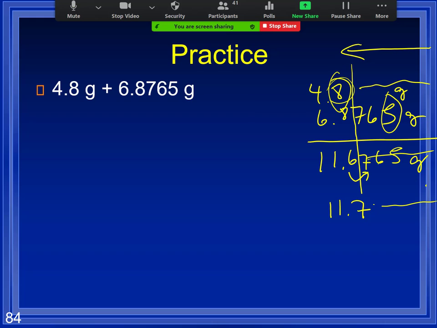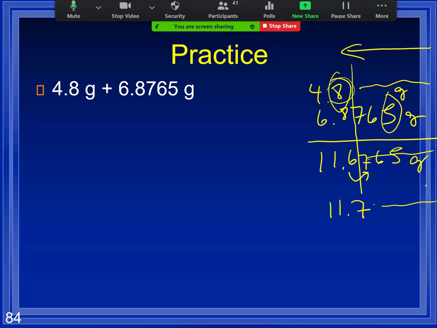Yeah, Aiden. So do you round the answer when you add them, or do you round the numbers? 6.8765? Okay, so I round the 11.6765, and I look at that 6, and behind the 6 there's a 7, so I went up to 11.7. So you round the answer. You don't round the numbers before you round the answer at the end, because we're only adding 2 numbers.